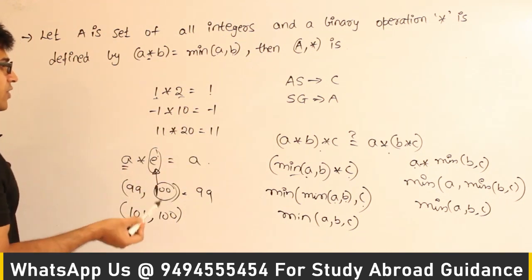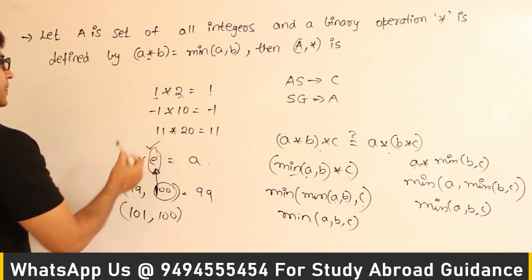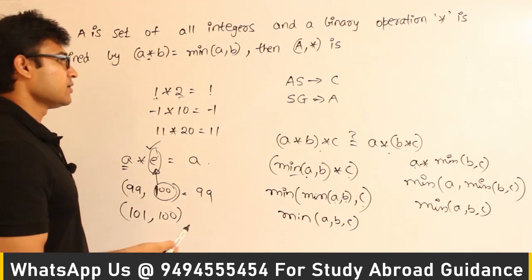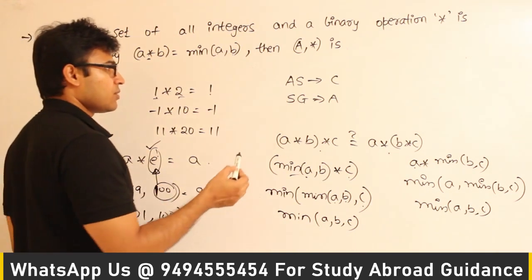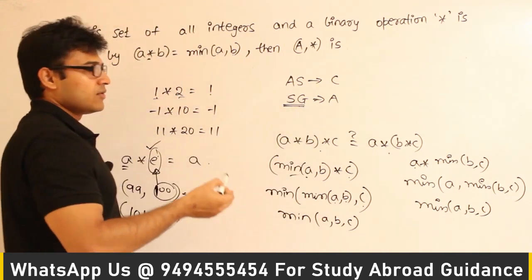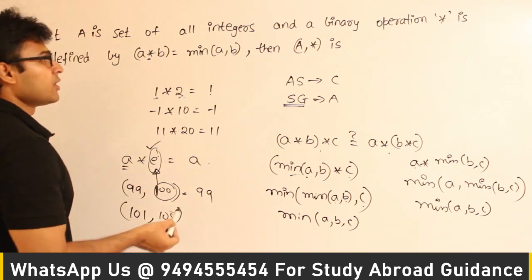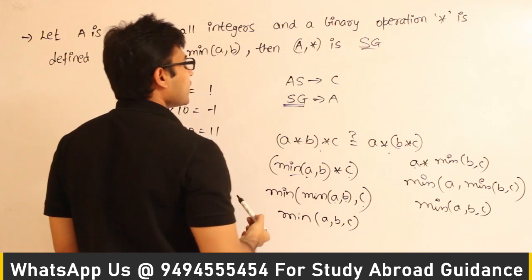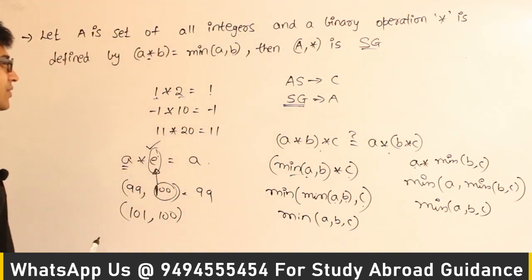Therefore we cannot find a finite number E in such a way that it acts as the identity. So we cannot find the identity here. So we have to stop only at the level of semi-group. It will not go till monoid or it will not go till group. Therefore a comma star is only semi-group. It cannot be monoid or group because we don't have any such element.